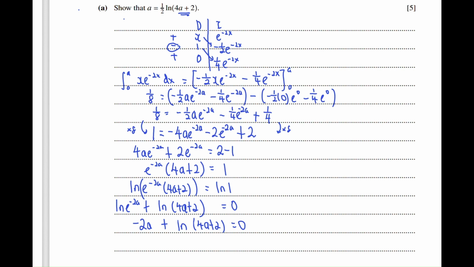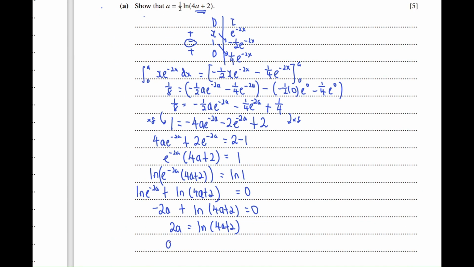Now, look at the question again. Show that a equals 1 over 2 natural log of 4a plus 2. So I'm going to move negative 2a to the other side. Almost there. So finally, a is 1 over 2 natural log of 4a plus 2. So this is shown. Okay, so this is part A.